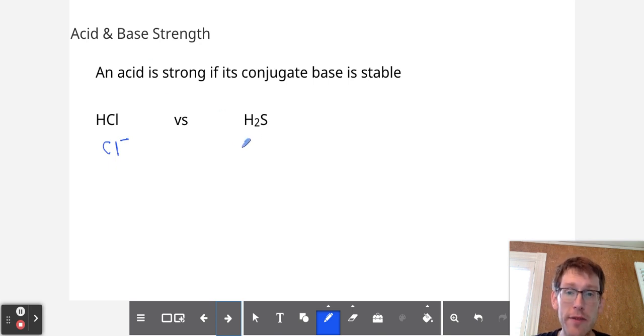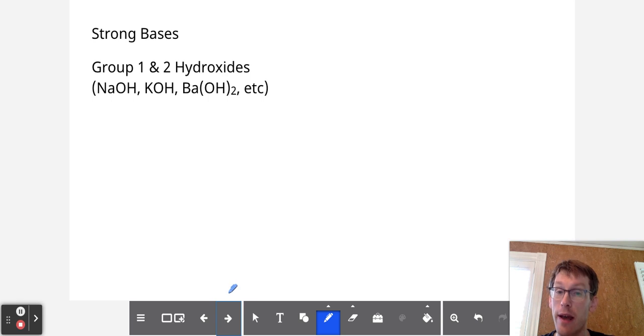It's not on your list of 7 strong acids. And its conjugate base is HS minus, which has a negative charge on a sulfur. Sulfur is not very electronegative, and so it doesn't hold a negative charge very well, and that makes H2S something that isn't as likely to give up its H+, so it's a weaker acid. Electronegativity isn't everything here, but it's a good starting point.